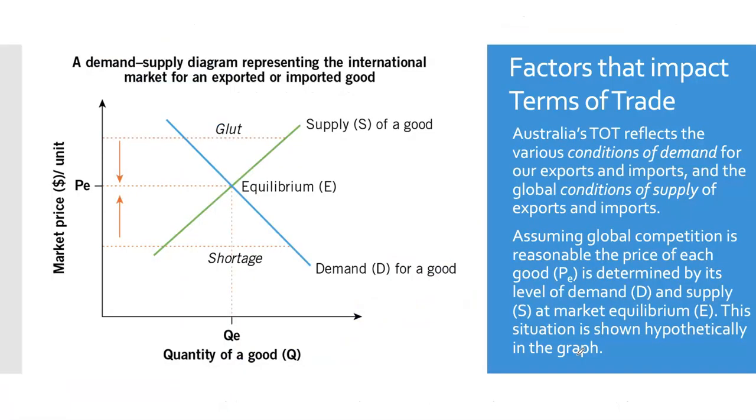So what are the factors that impact it? It all comes down to supply and demand, because supply and demand determines our equilibrium price. And we are thinking about what supply and demand factors are going to impact our imports and exports. Because if there are factors that are going to increase the price of our exports more than the price of imports, this is going to result in a positive terms of trade.